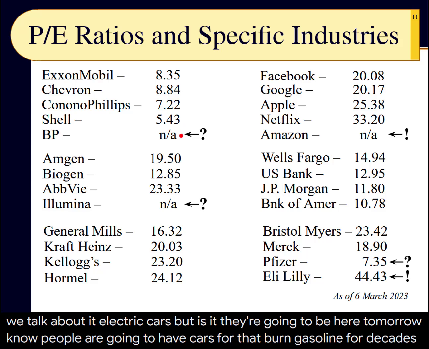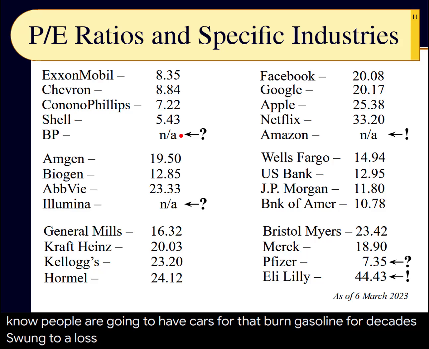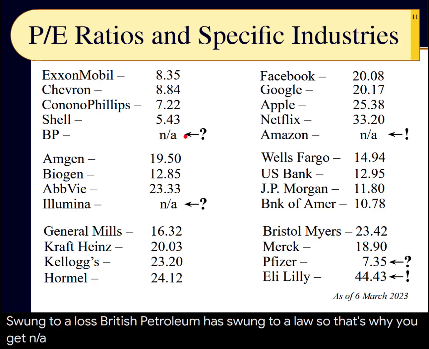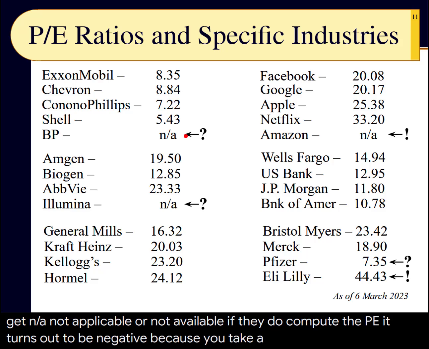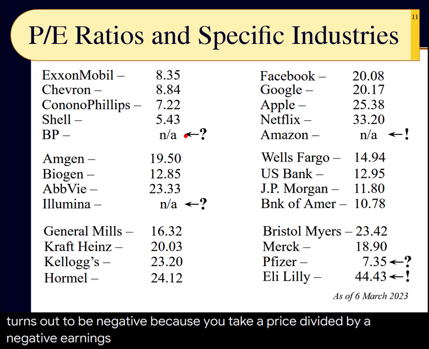And what does the NA stand for? They have swung to a loss. British Petroleum has swung to a loss. That's why you get NA, not applicable or not available. If they did compute the PE, it would turn out to be negative, because you take a price divided by negative earnings and you get a negative PE.